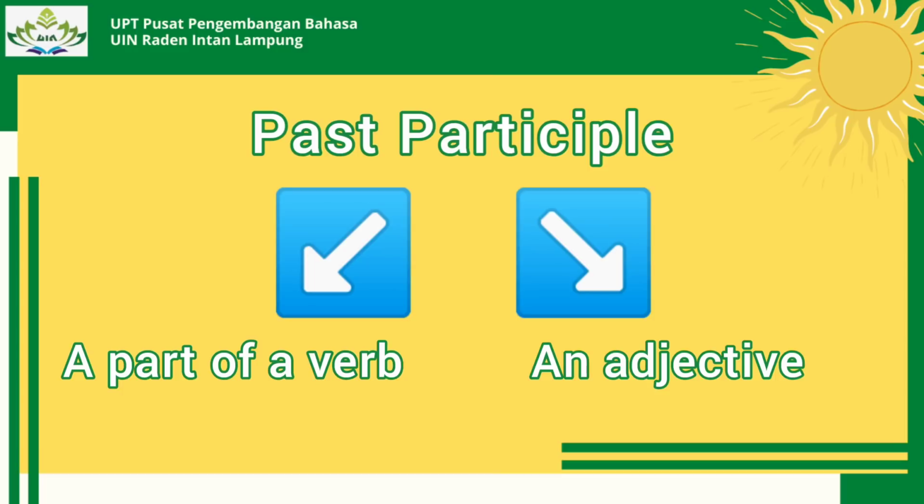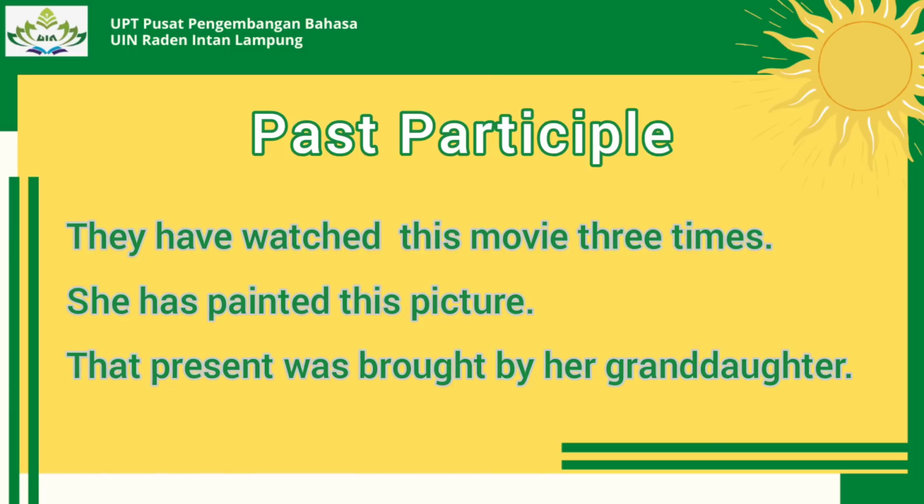The past participle is the form of the verb that appears with have or be. Contohnya, they have watched this movie 3 times. She has painted this picture. That present was brought by her granddaughter. Dengan kata lain, past participle adalah bentuk kata kerja ketiga.